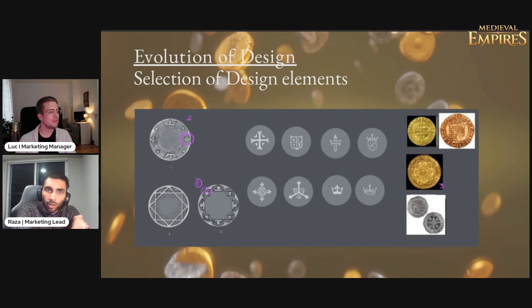Can we write something on it? Can we scribe something on it? Can we put a sign on it? Can we put crowns on it? And with crowns, there's always a debate: which sort of crown? A very European crown, a very Eastern European crown, a very Asian crown. But we explored all the directions and looked at how we could go with the design.